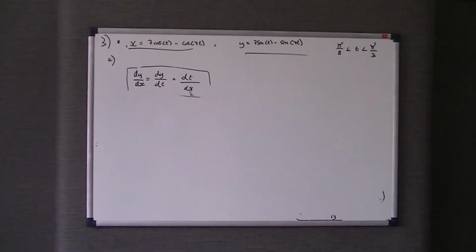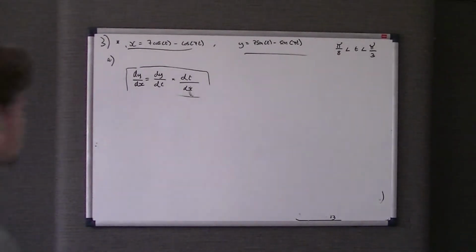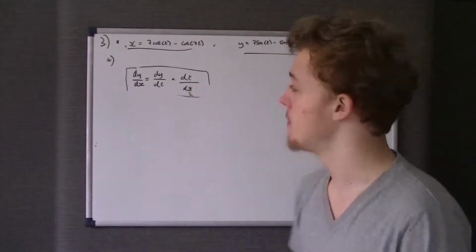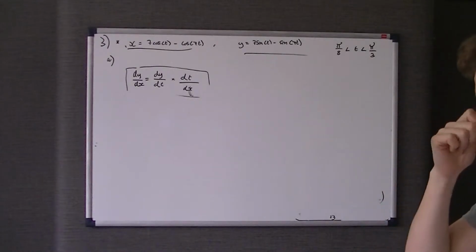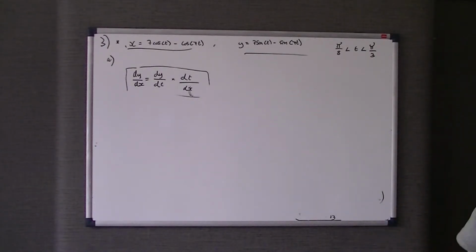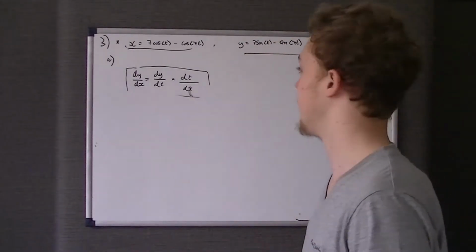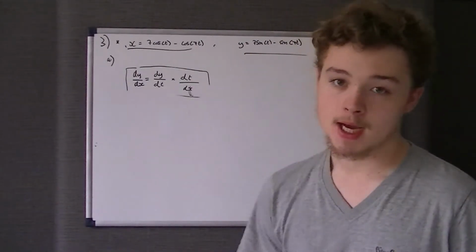This is now question 4 for Edexcel's C4 January 2007 past paper. Now, question 3 has given us a parametric equation. So we've got an equation for x and an equation for y.